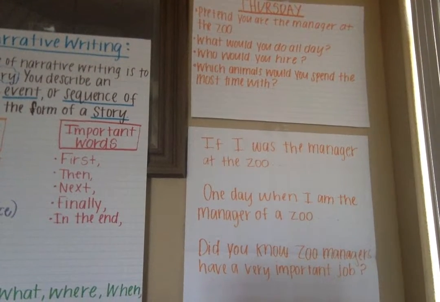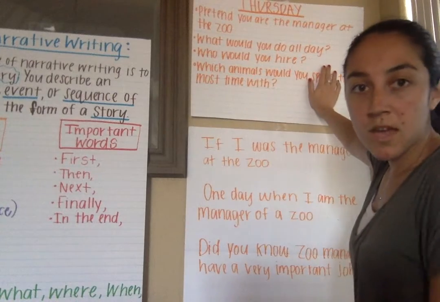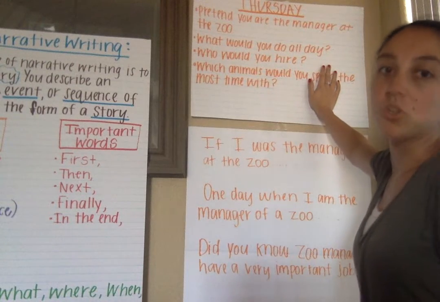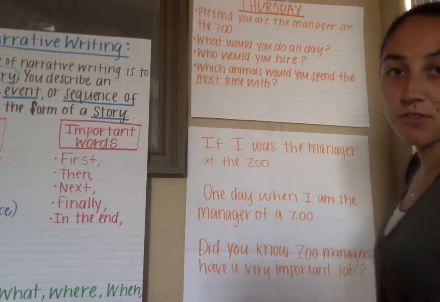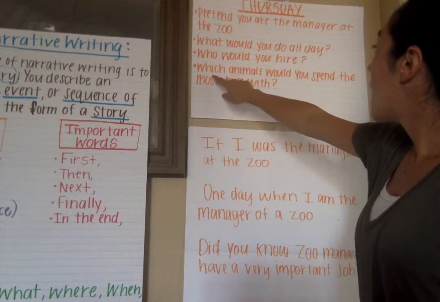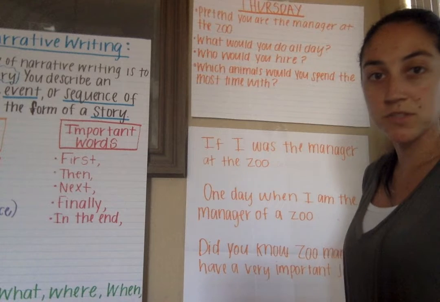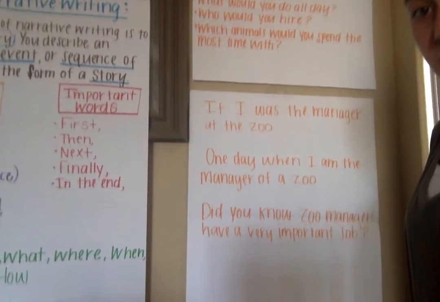So today's prompt is that you are going to pretend that you're the manager at a zoo. So things that you could answer while you are writing your paper is, what would you do all day? Would you help the animals? Would you tend to working the shop? What would you do, and what would your job look like? Who would you hire? So would you hire your friends? Would you hire people that you trust? Who would you hire? Which animals would you spend the most time with? Maybe if you're working with the animals all day long, you have a certain one that you want to stick with all day long. And then give me a reason of why you would do that.